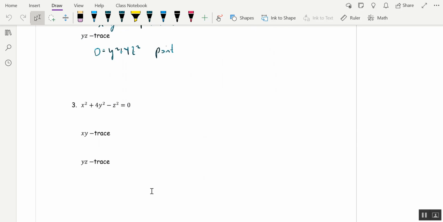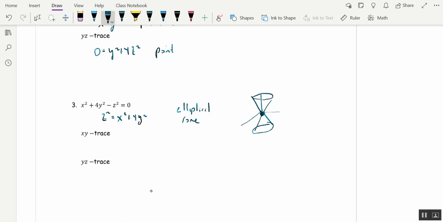Okay, next one, this is a cone, and let me write it as z squared equal x squared plus 4y squared. It's an elliptical cone and it's oriented on the z-axis. So it looks like your typical cone. XY trace, we can see that that's going to be a single point, but let's verify. We're going to set z equal to 0, and we get x squared plus 4y squared is 0, and indeed that's a point. And then YZ trace, we're going to set x equal to 0, so we get z squared equals 4y squared. Well, that's two curves. That's z equal plus or minus 2y. And so that's two intersecting lines.